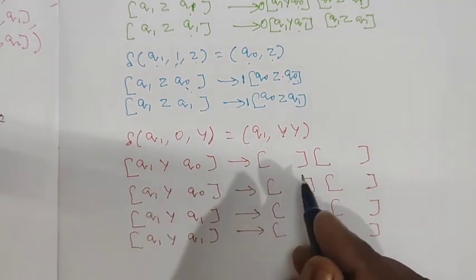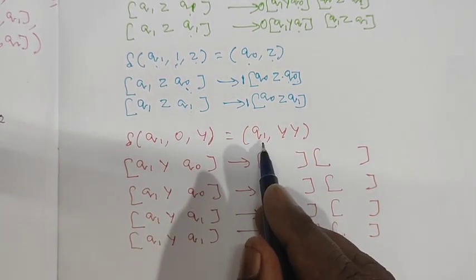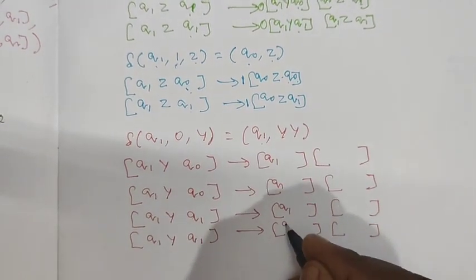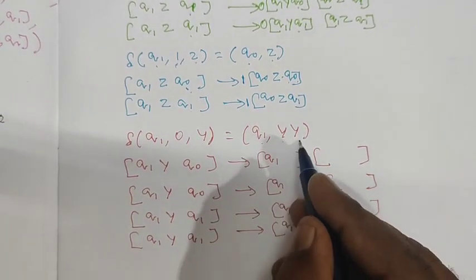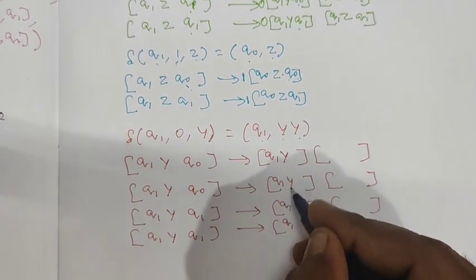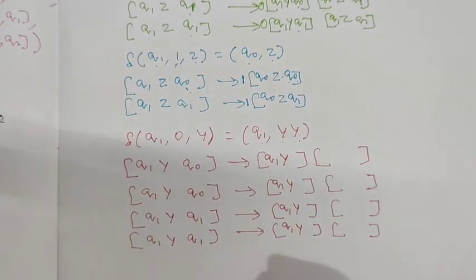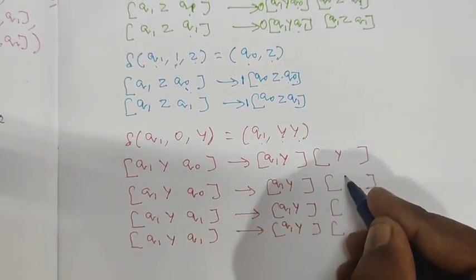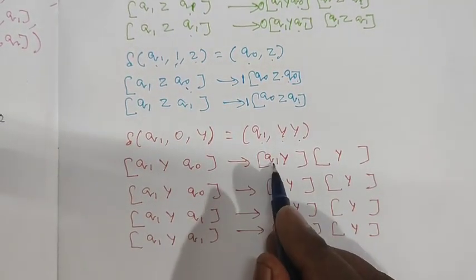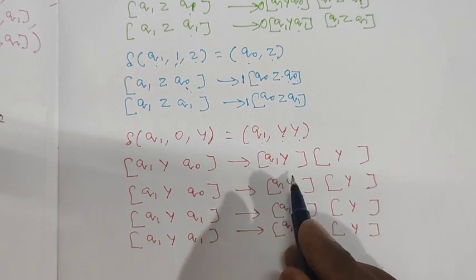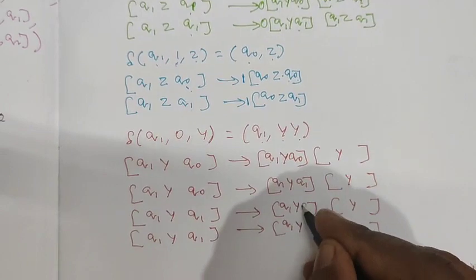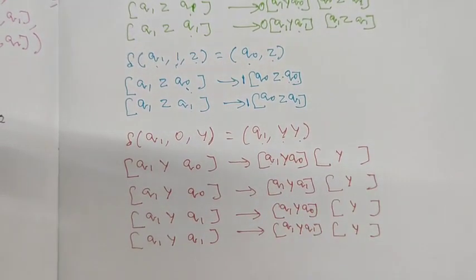Now see here, what is the input state? Input state is Q1. So write Q1, Q1, Q1 and Q1. Now we have two symbols in the stack. Take the first Y and write it in the middle of the first parameter, and write the second Y in the middle of the second one. Now what are the states here? The states are Q0 and Q1. So we'll write Q0, Q1, Q0 and Q1.